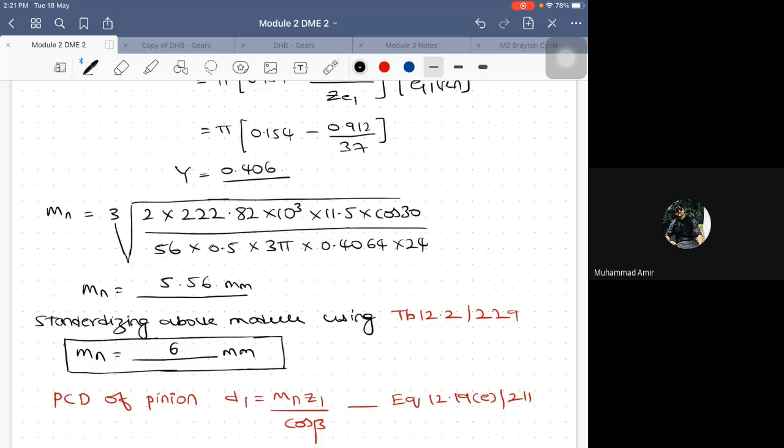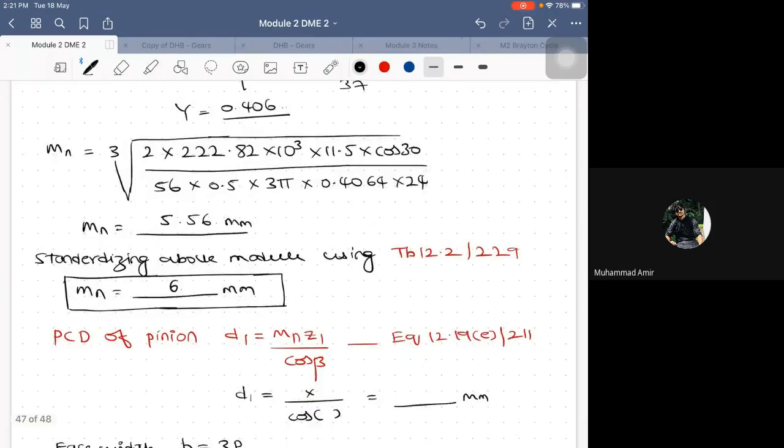From that, we have just finalized the value of Mn. Substitute it. This is required to check. Before checking the Mn, I'm substituting. I know that, but it is required for the proper check, so that's why I'm calculating it now. So the Mn value is finalized to be 6 mm. Z1 was 24 and beta was 30. So what is the value of PCD?